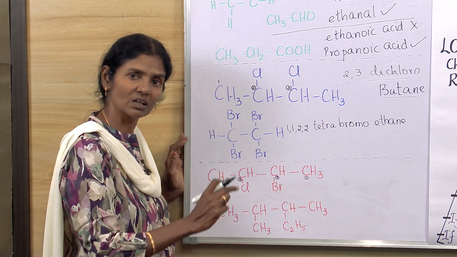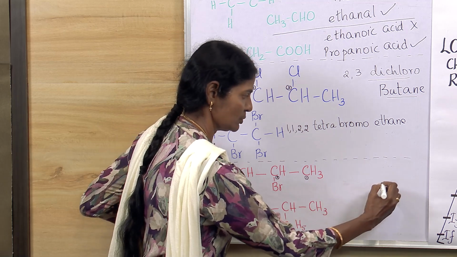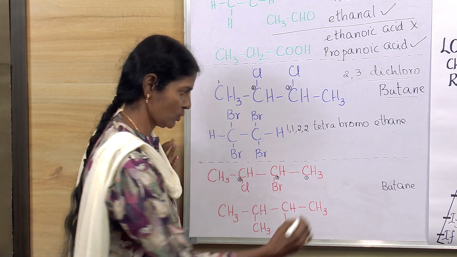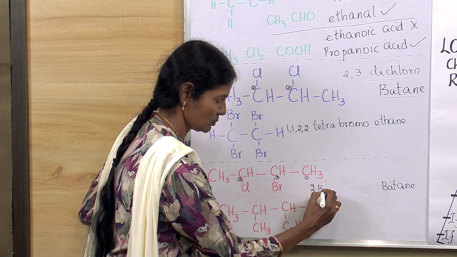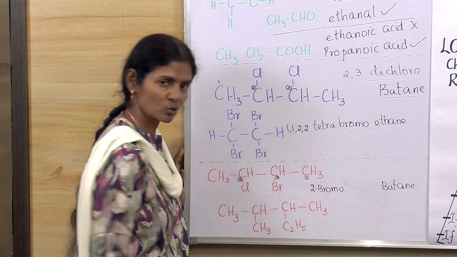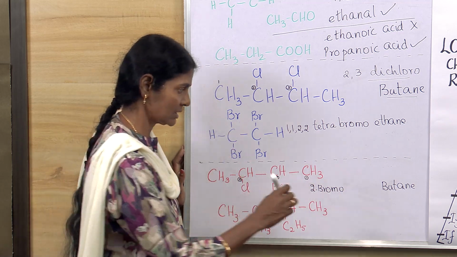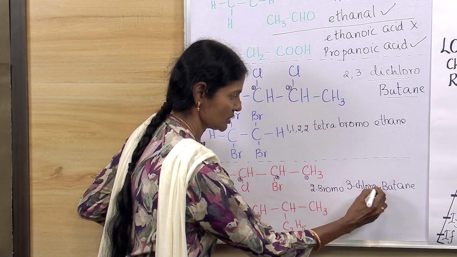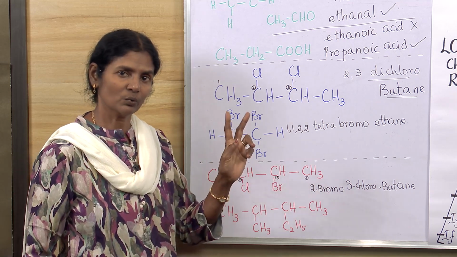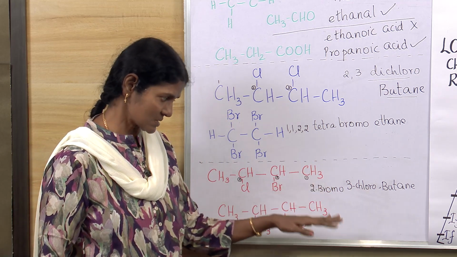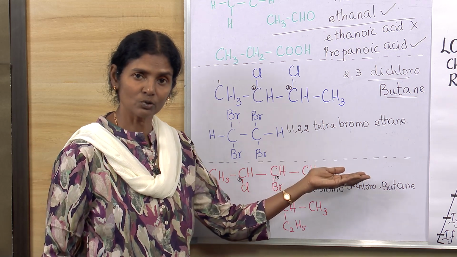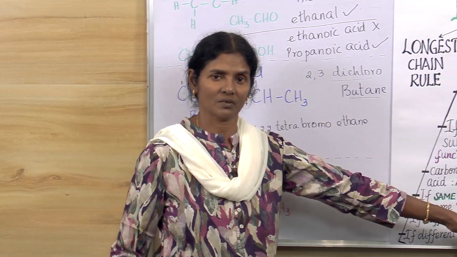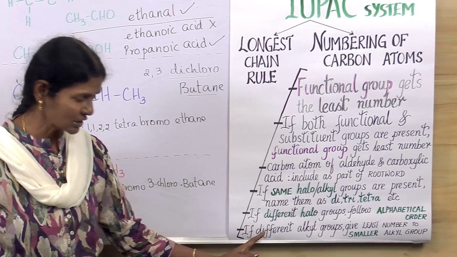1, 2, 3, 4. Therefore, it is butane. Single bond. So, butane. And 2-bromo. Where is the chloro group present? It's attached to the third carbon atom. Therefore, 2-bromo-3-chlorobutane. This is the name. When 2 different alkyl groups are present, it is different. When 2 different halo groups are present, they are arranged in alphabetical order. Okay, that is done. Now we move to the last part.